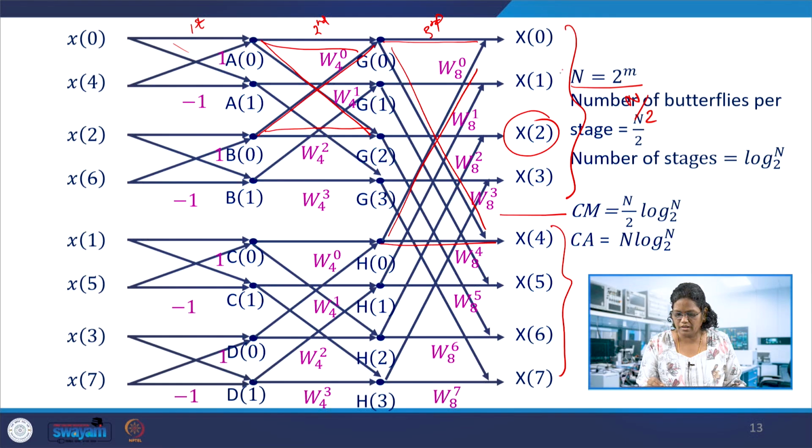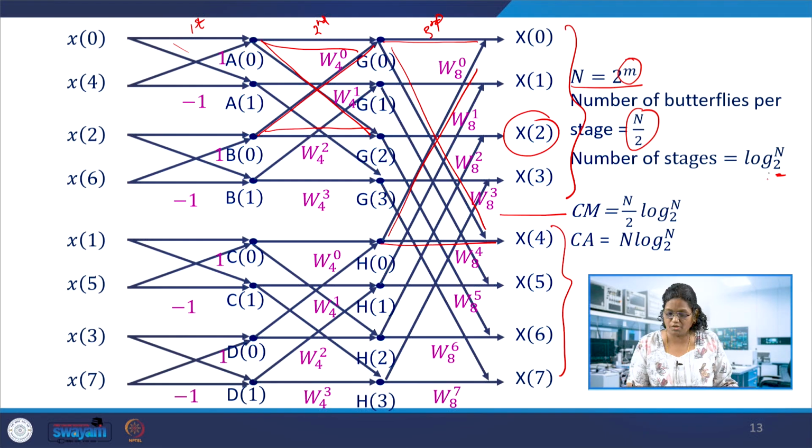Suppose we take N as 8 here. Because of radix 2, we write the number of samples for which we want the DFT as 2 power m. The number of butterflies per stage is N by 2, as I told you here. And the number of stages is calculated as log base 2 of N, for radix 2; for other radixes it would differ. So N is 8 here, that is 2 power 3, so it contains 3 stages.